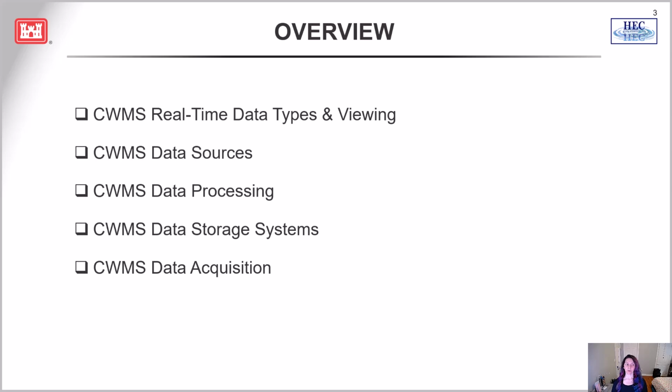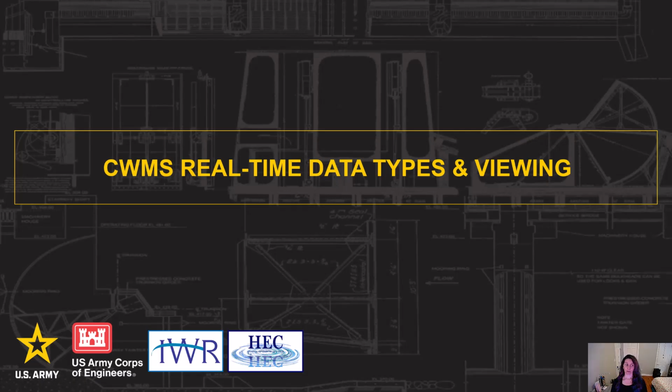The second video is going to go over the SWMS data sources and how to get them. The third is going to go through the data processing, both manual and automated. And then the fourth video is going to discuss both the data storage systems as well as the data acquisition. So without any further ado, let's discuss the 2 types of real-time data and how to view them within SWMS.